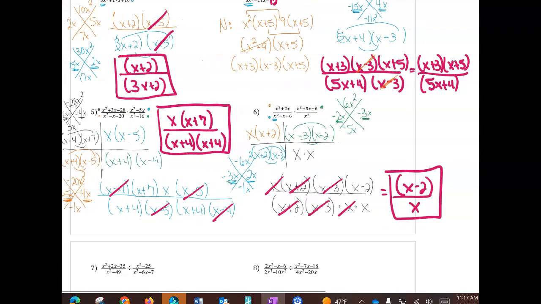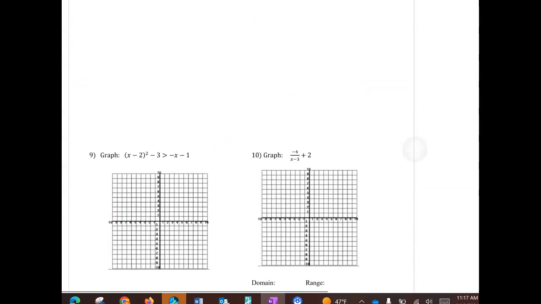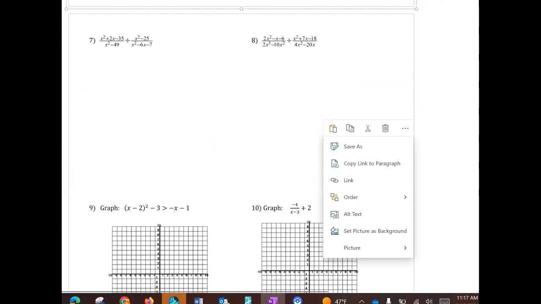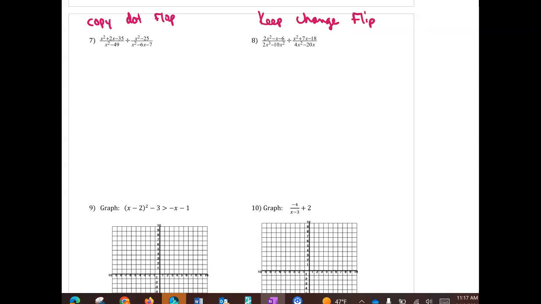All right, let's jump to the back. So we've got 2 more and then some graphing review problems, and then we're finished. So remember, this is division, so whether you use copy dot flop, keep, change, flip, that's up to you.